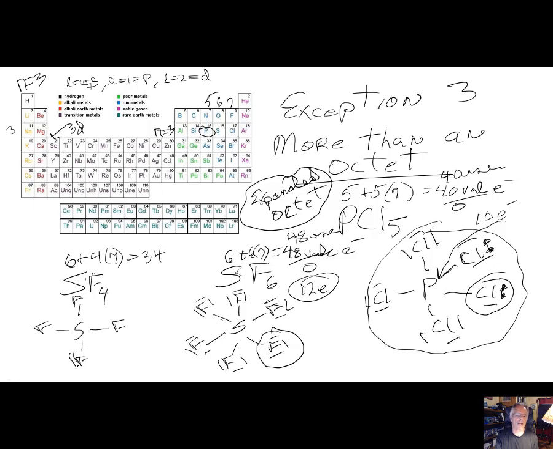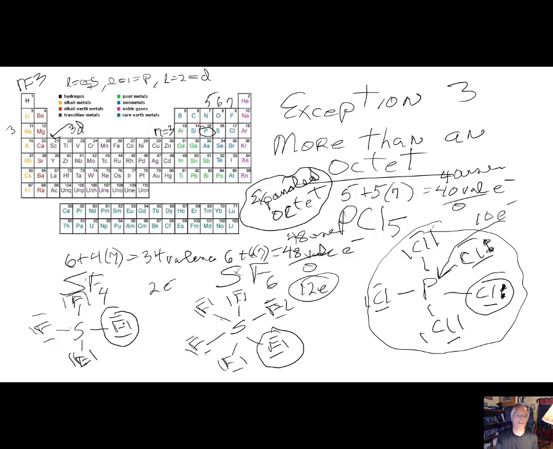What does everybody want? You guys know they want 8. 2, 4, 6, 8. I have 4 fluorines, each with 8 electrons. 4 times 8 is 32. Well, I have 34 valence electrons. I have 2 electrons that need to go somewhere.